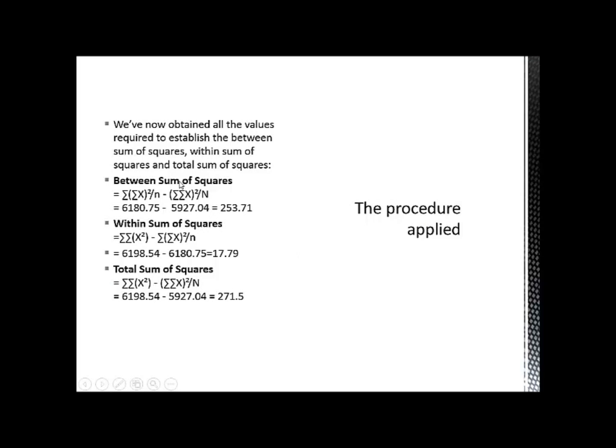So the between sum of squares will be 6,180.75 minus 5,927.04, giving the between sum of squares as 253.71. The within sum of squares can be computed as well, so 6,198.54 minus 6,180.75 is equal to 17.79.